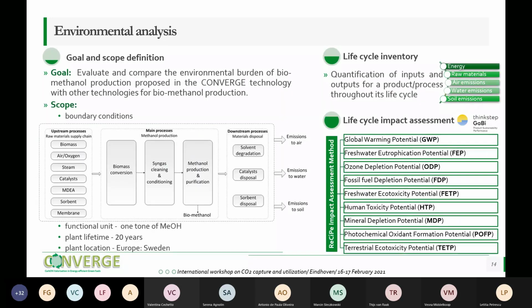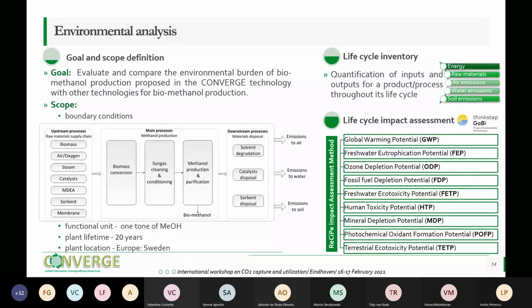Talking about the goal and scope definition, the goal of the present study is to evaluate and compare the environmental burden of biomethanol production process in the Converge technology with other technologies for biomethanol production. The scope is focused on the definition of the boundary conditions, of the functional unit and of the plant lifetime. The functional unit was chosen to be 1 ton of methanol, the plant lifetime 20 years, and the plant location for the forest residue is Sweden.